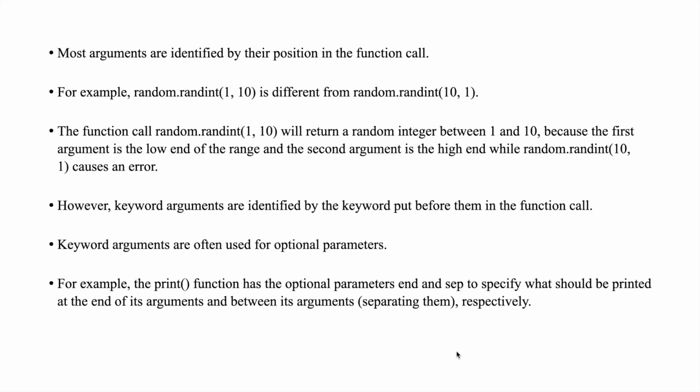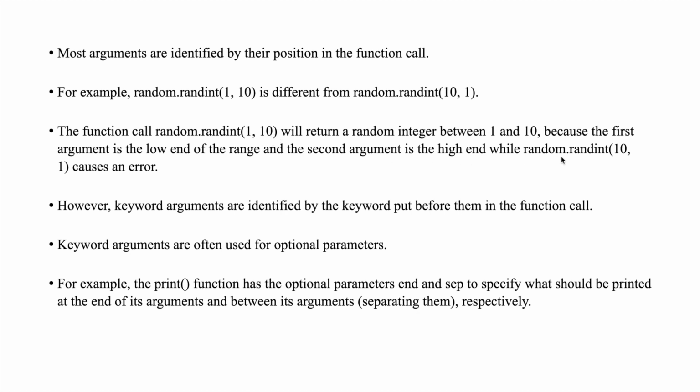For example, random.randint(1, 10) is different from random.randint(10, 1) because the position changes. The function call random.randint(1, 10) will return a random integer between 1 and 10, because the first argument is the low end of the range and the second argument is the high end. So 1 is the low end, 10 is the high end.